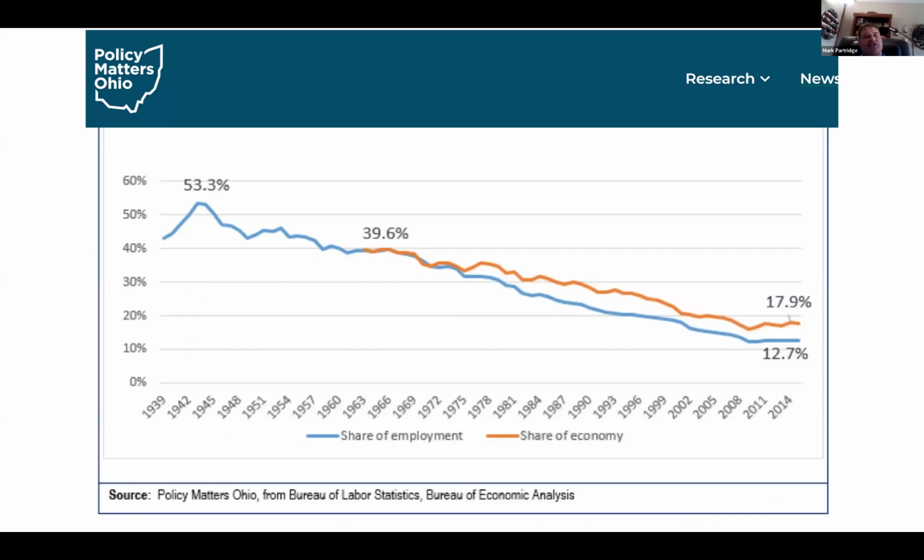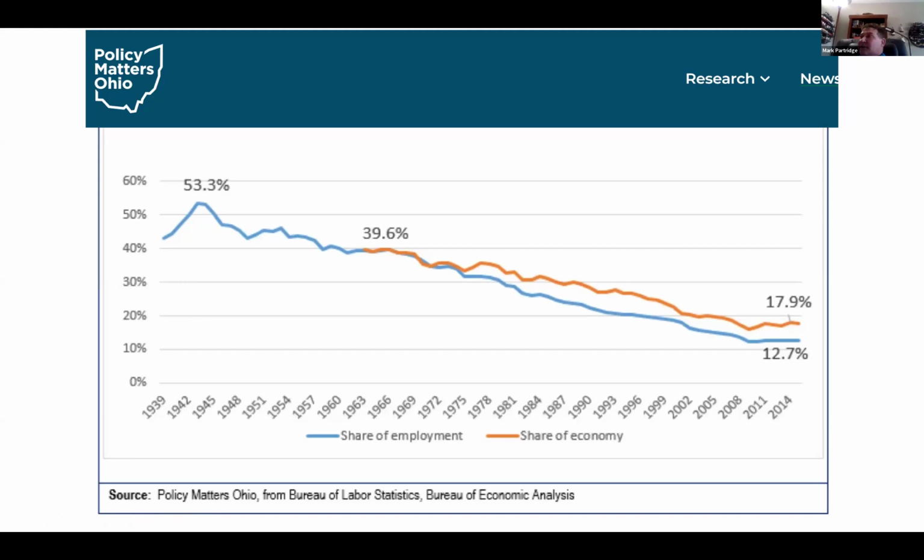So here is the share of employment. I borrowed this from Policy Matters. The share of non-farm employment in manufacturing was about 53% during World War II. Even in 1953, nearly half of Ohioans were working in manufacturing. By 2014, they show it's 12%. Today, it's under 10%. Now about 1 out of 10 Ohioans work in manufacturing.